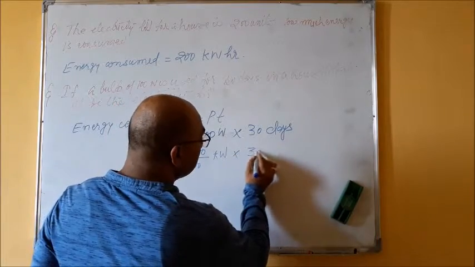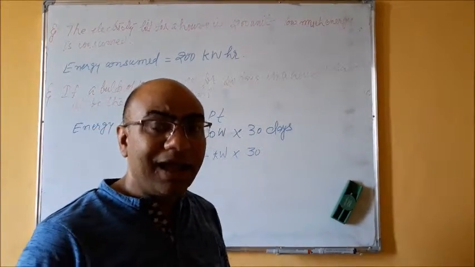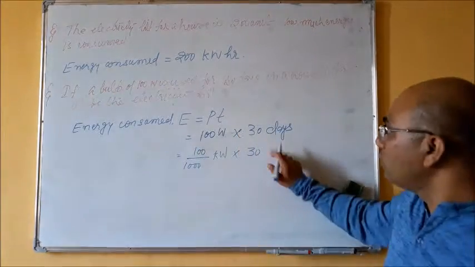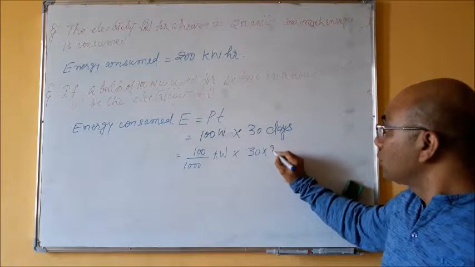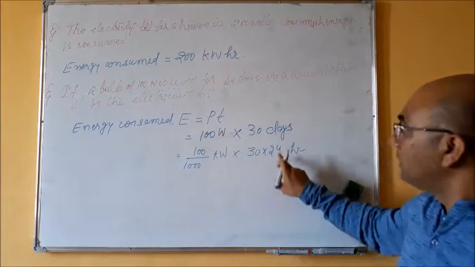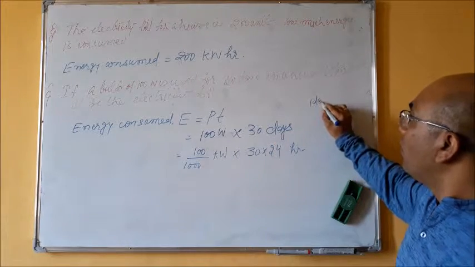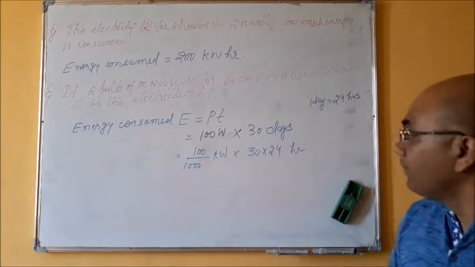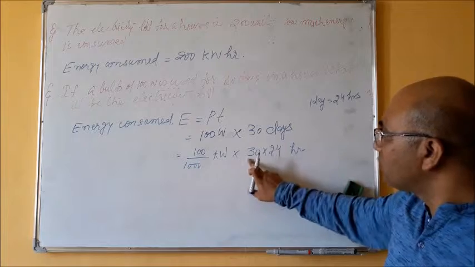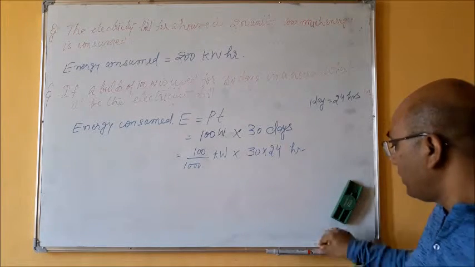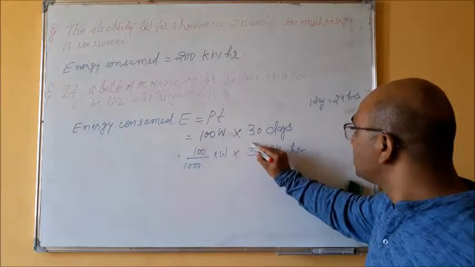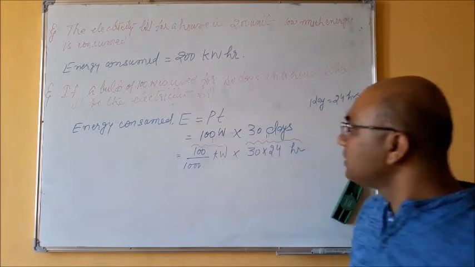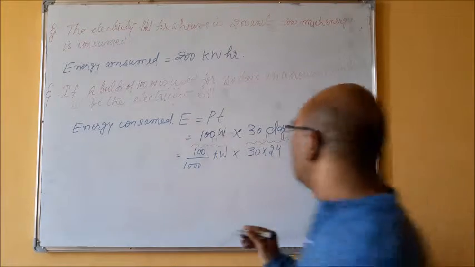Multiplied with 30 days. Okay, one day has how many hours? 24 hours. So if I want to change days into hours, I have to multiply by 24 because one day equals 24 hours. Is it fine? So I can write 30 days equals 30 into 24 hours. Both are the same thing. So when I solve this, what will I get?